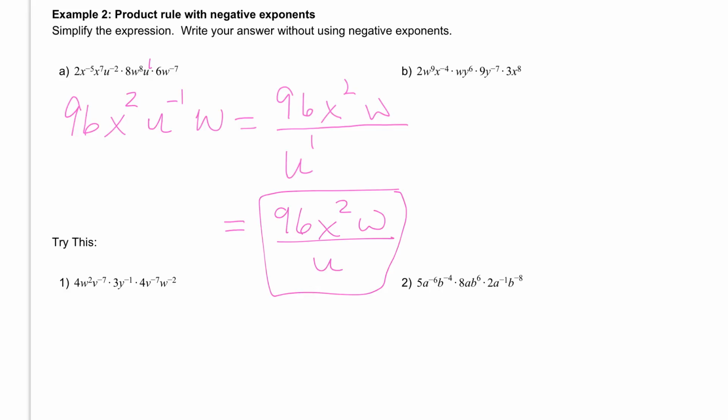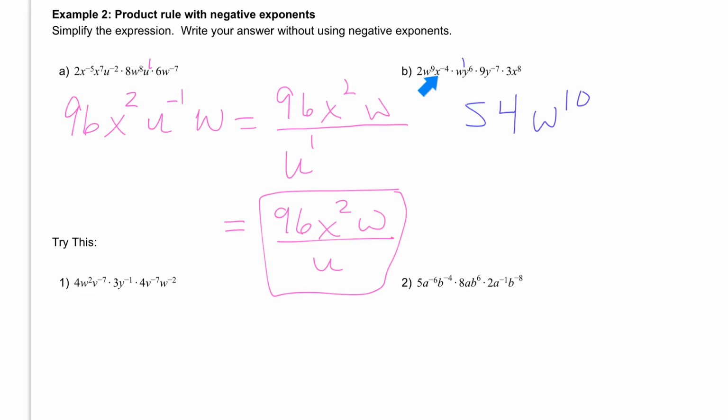Let's do one more in letter B. If we take a look at letter B, we want to again combine our numbers first, and we're multiplying. So 2 times 9 is 18, and 18 times 3 will give us 54. So we have 54. Then let's look for our common bases. We have w to the 9th, and a w without an exponent, which tells us that we have an exponent of 1 on that w. So w to the 9th and a w to the 1st will give us w to the 10th.